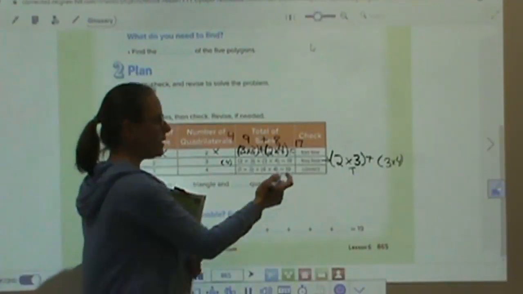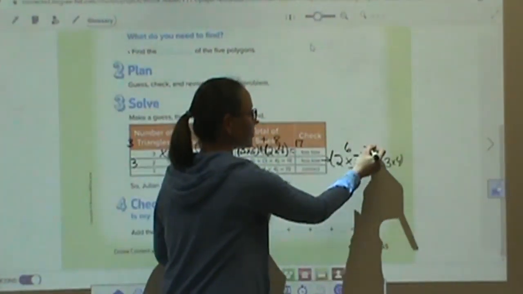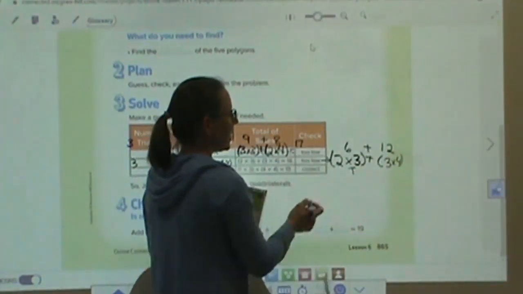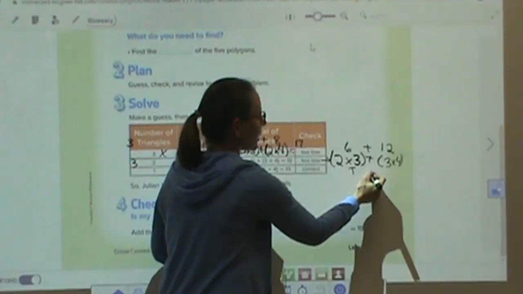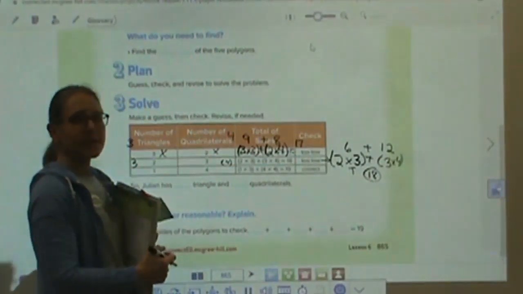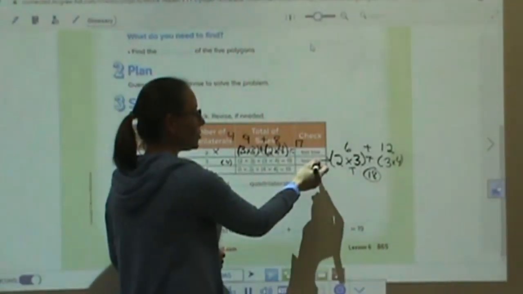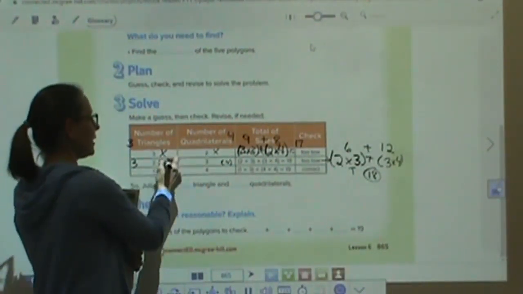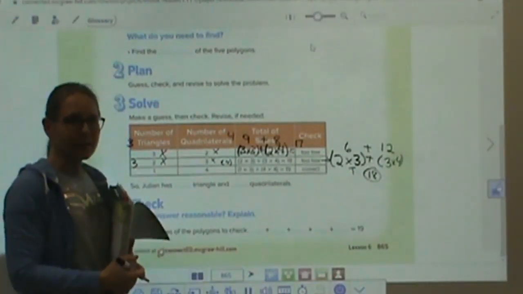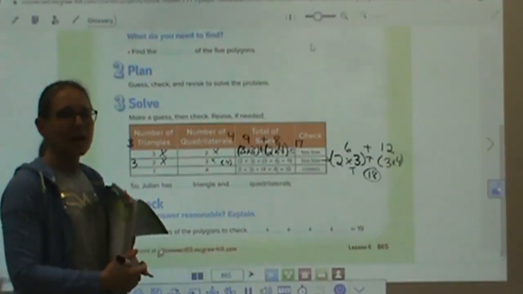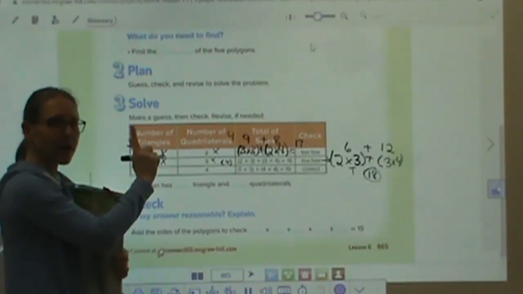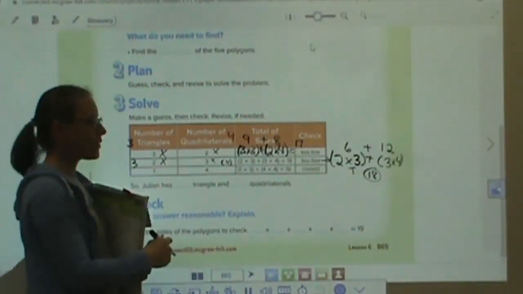Order of operation again. 2 times 3 is 6, plus 3 times 4 is 12. 6 plus 12 is 18. 18 again is not 19. It is too low. So that is not the right answer either. Now we're going into our 3rd round of guessing to try and figure out what combinations of polygons they used. So this time we're going to guess that they have 1 triangle and 4 quadrilaterals.